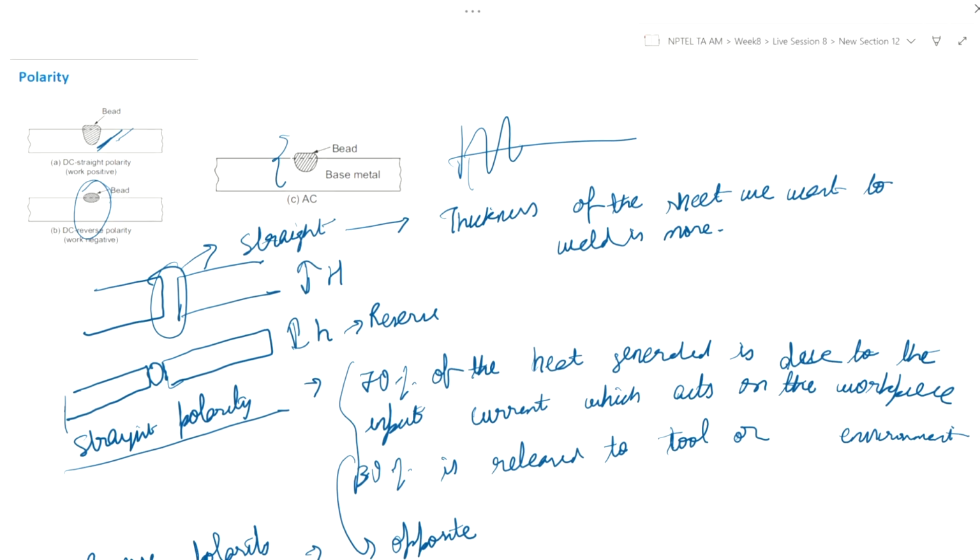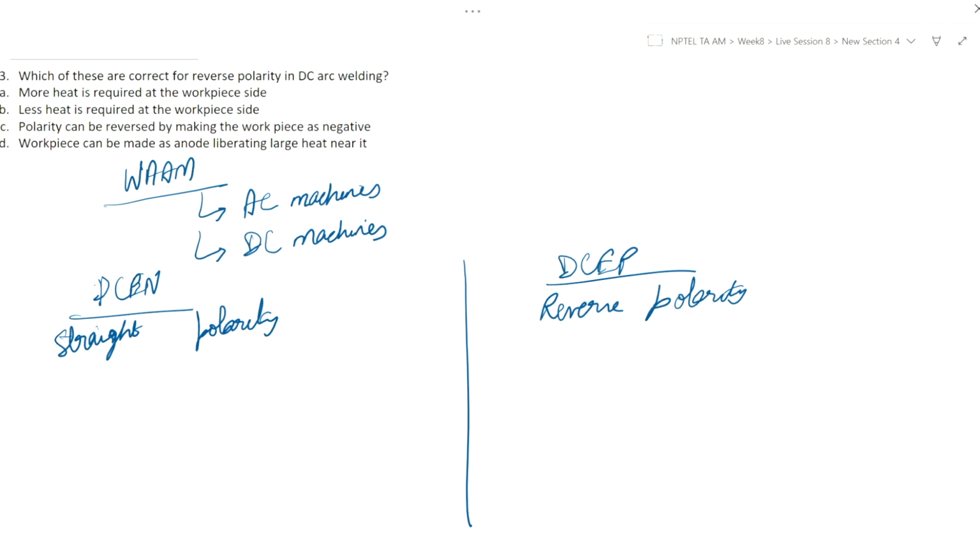Now in this question, it is asked which of these are correct for reverse polarity in DC arc welding. More heat is required at the workpiece side. No. Less heat is required. Correct. Polarity can be reversed by making the workpiece negative. That is correct. And workpiece can be made as anode, liberating large heat near it.